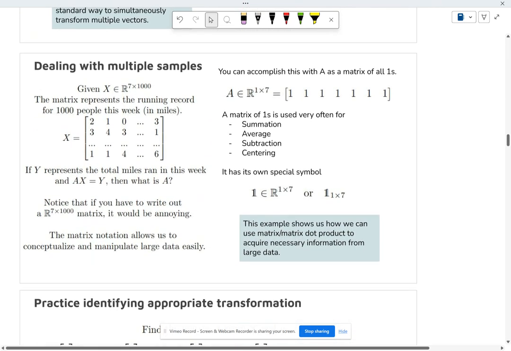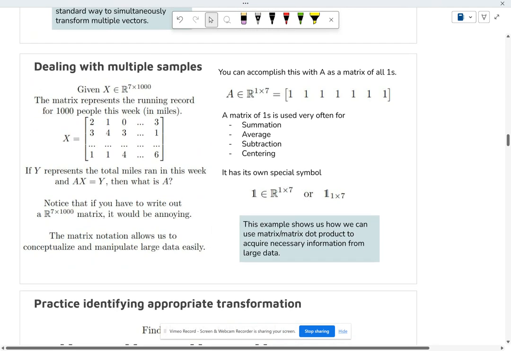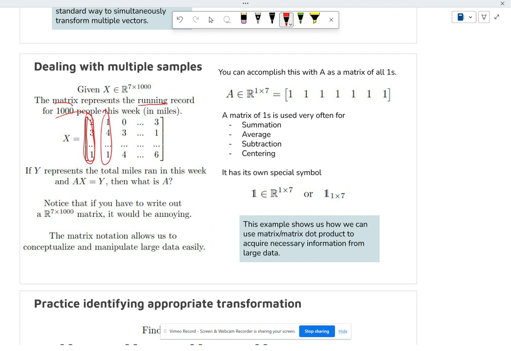Here's another example. Let's say we have a matrix that represents the running record for 1,000 people. So it's 1,000 people this way, and there's 7 days of the week. So these are the number of miles they ran. So therefore, each person right now is a vector, and it's stacked this way.